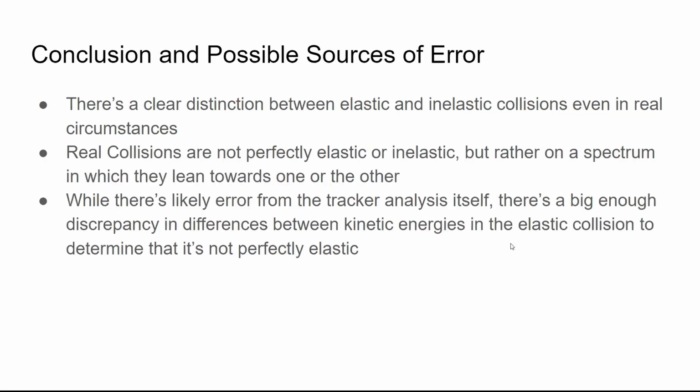To conclude, there's a clear distinction between elastic and inelastic collisions even in real circumstances, but real collisions are not perfectly elastic or inelastic; they are rather on a spectrum in which a collision would lead towards one or the other. As for error, while there's likely error from the tracker analysis itself, there's a big enough discrepancy in the differences between kinetic energies in the bowling ball collision to indicate that it's not perfectly elastic.